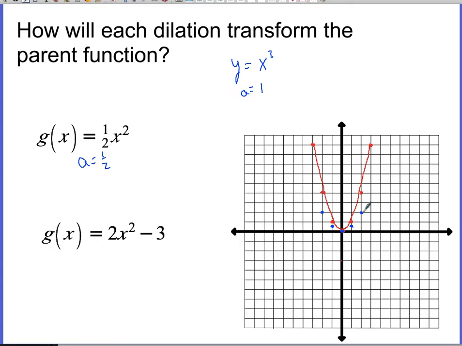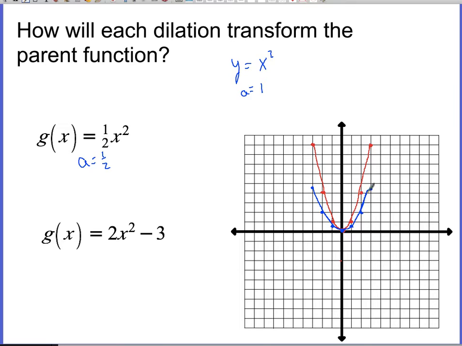Okay, and then the next one, we would have gone over 1, up 5, but instead of going up 5, we're going to go up 2.5. I'm thinking about where it might have ended up. So over 1, up 2.5. That halves the growth rate. So over 1, up 2.5, right there. That is the graph of y equals 1/2 x squared.